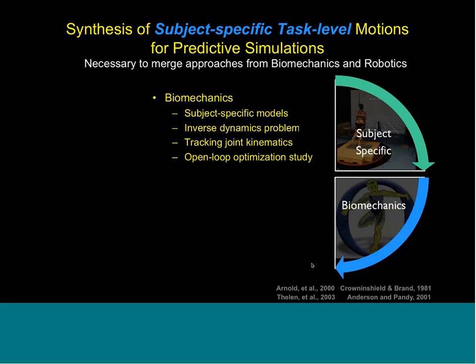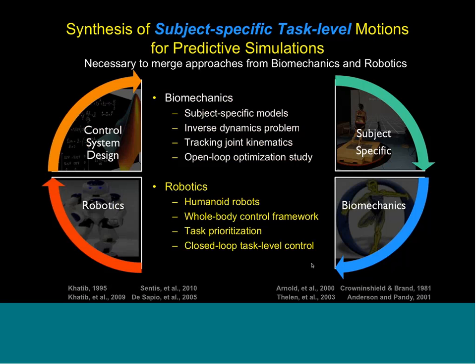And then there are several different algorithms already out there for tracking joint kinematics, or you may be doing an open loop optimization study. You may not be as familiar on the robotics side with the different approaches, but there are some similarities in that they have humanoid robots with different degrees of freedom. They have a lot of literature already out there about whole body control frameworks, with and without supporting contacts or those ground reaction forces. And where we really keyed in on was the task prioritization part and closed loop task level control.